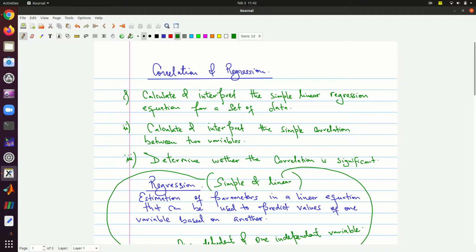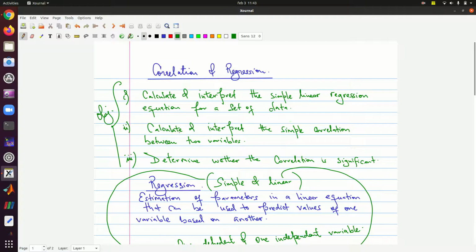Hi and welcome to this segment where we are going to talk about correlation and regression. In particular, for this segment we shall focus on regression, and at the end of the segment we should have covered the first objective here. These are the objectives, okay? The objective we want to cover for this segment is how to calculate and interpret a simple linear regression equation for a given set of data.